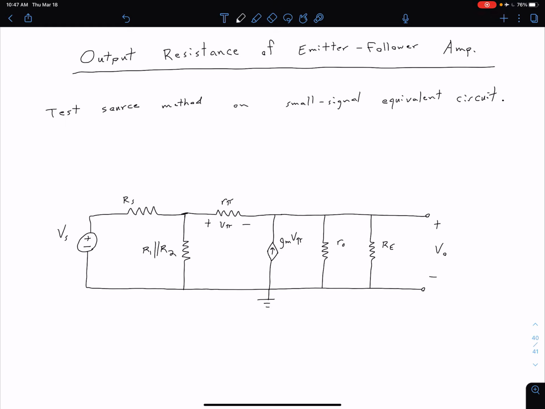So with our test source method, the first thing we want to do is to deactivate any independent sources. In this case, we only have one independent source, our VS, and because it's a voltage source, we deactivate it by replacing it with a short circuit. So we get something like that.